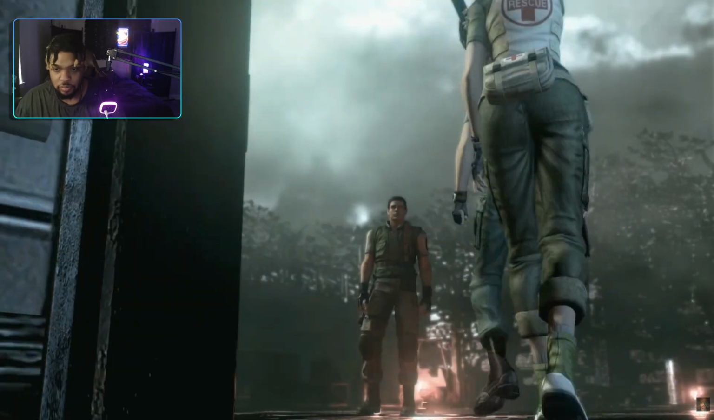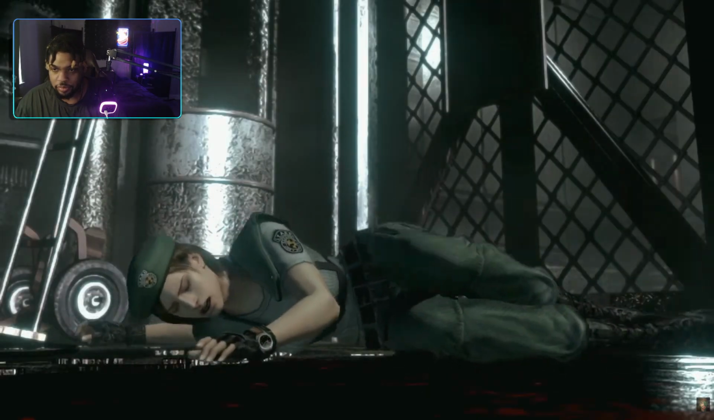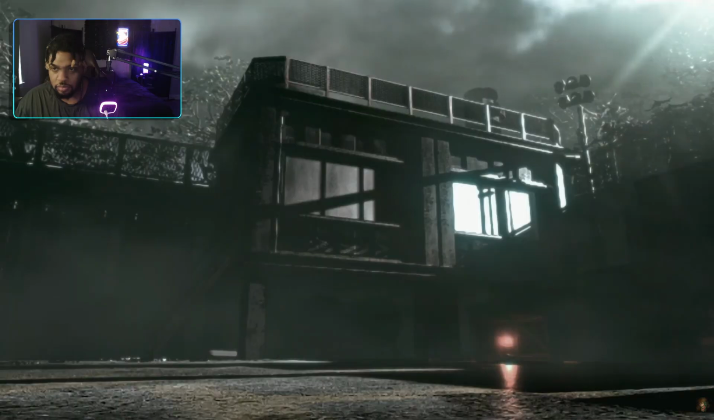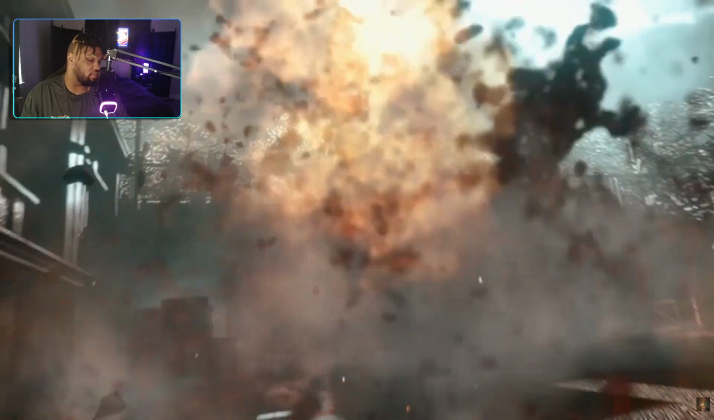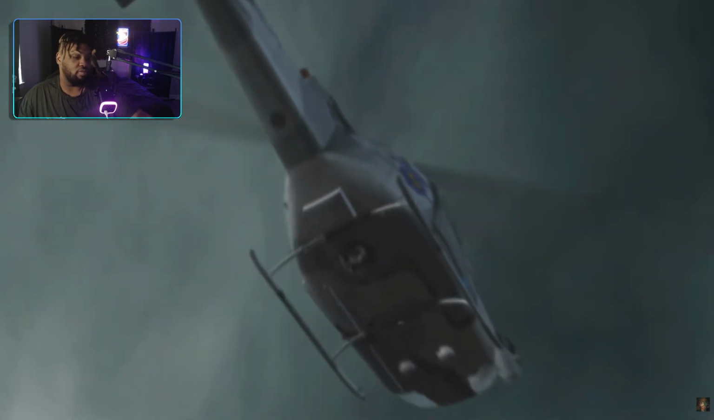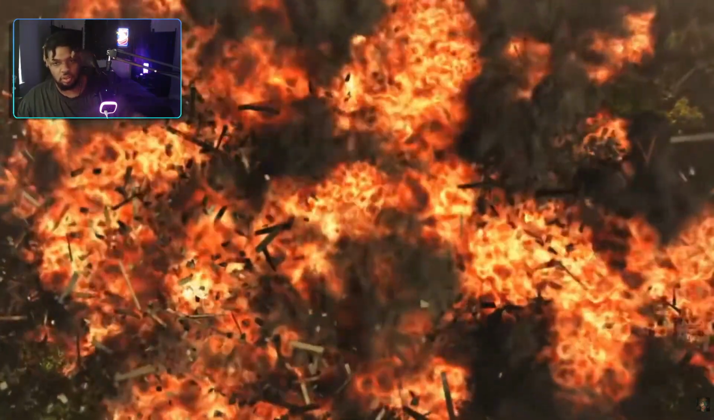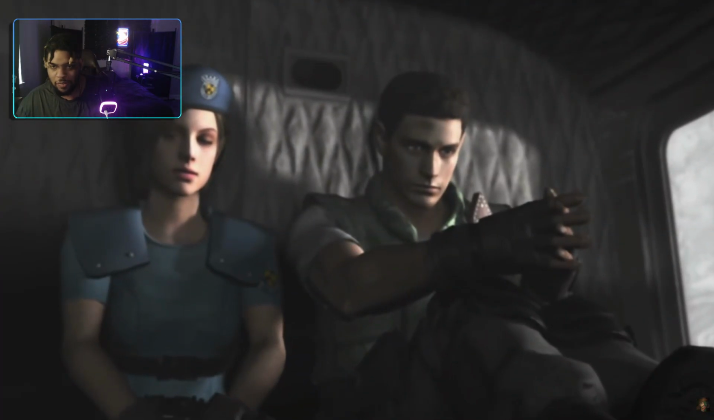Using signal flares, Jill and Rebecca join him, but the Tyrant joins this reunion and knocks Jill out. Chris unloads everything he's got into the Tyrant, and Brad arrives throwing him down a rocket launcher. He then fires it straight at the Tyrant, completely destroying it. Brad then lands and they all board the chopper. The mansion then explodes, all traces of what Umbrella had done, and their lab, gone. Or so everyone thinks.